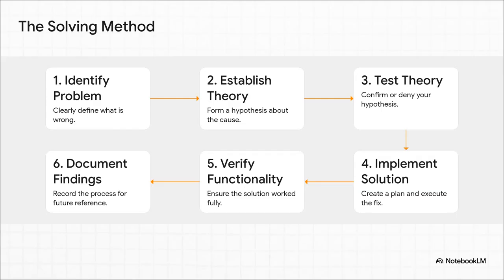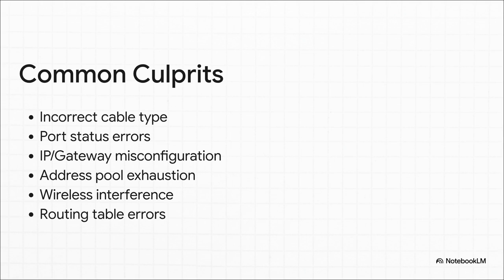Real pros don't just start randomly unplugging things. They use a systematic, scientific method, kind of like this one. They figure out exactly what the problem is, they form a hypothesis, a theory about the cause. They test that theory, and only then do they put in a fix. And they always make sure it actually worked and write down what they did for next time. And this, right here, is what separates a pro from an amateur.